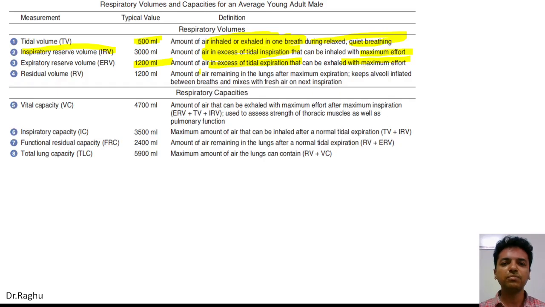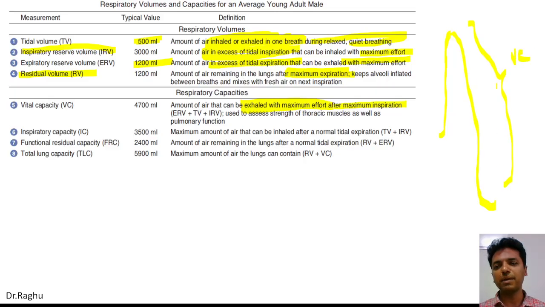What is residual volume? Amount of air remaining in the lungs even after I have expired the air maximally. Even after that some amount of air is going to remain, that is called residual volume. What is vital capacity? Amount of air that can be exhaled with maximum effort after a maximum inspiration. I told you, the person has to take in the air and then exhale the air out. So this amount is called vital capacity. This is a very important capacity, a combination of ERV, TV, and IRV.